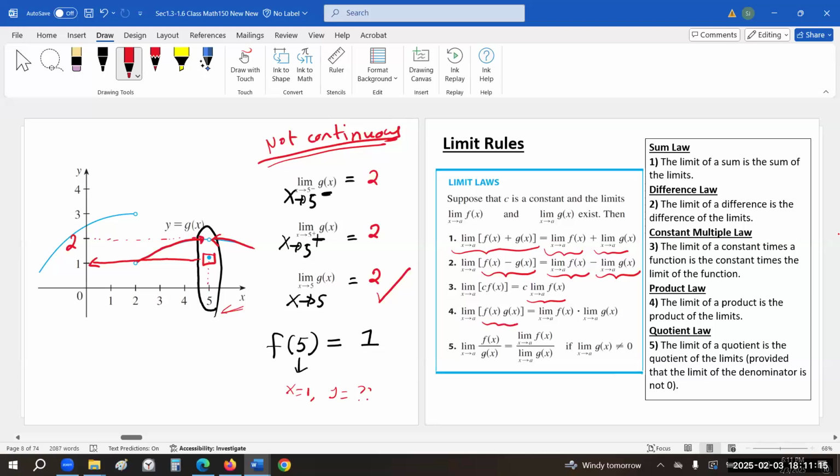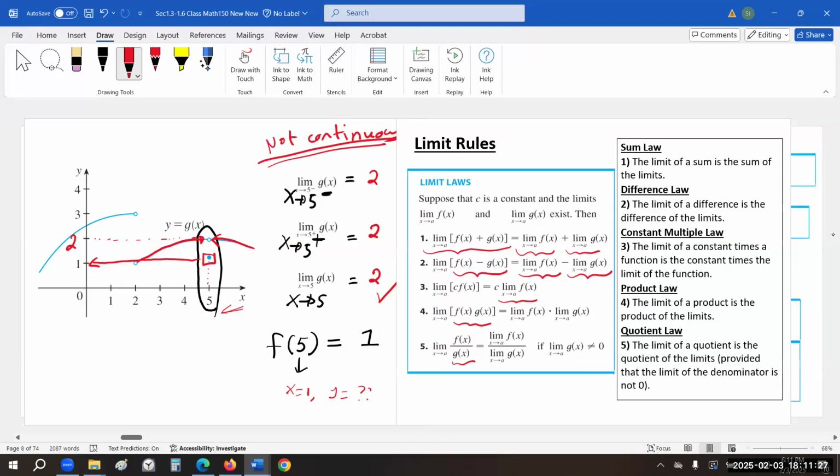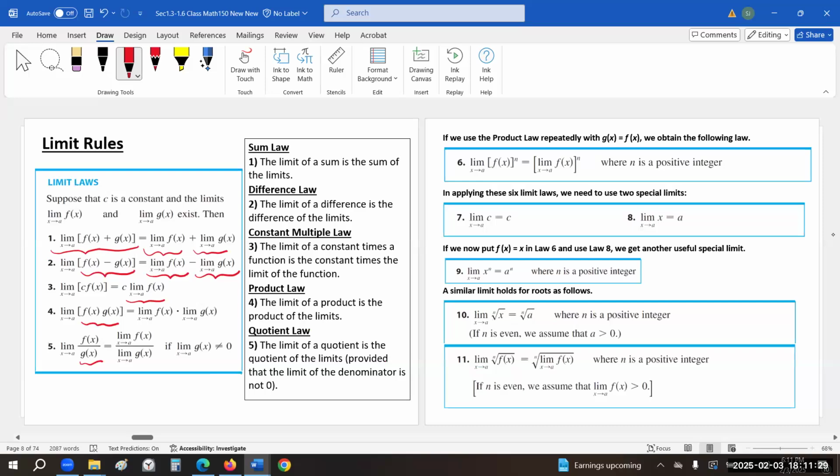Same thing for multiplication and division. The limit of the product is the product of the limits. Same thing, the limit of the quotient is the quotient of the limits. And then we have more rules. If you have a function with a power, you can ignore the power, take the limit of the function, and then apply the power to that limit.